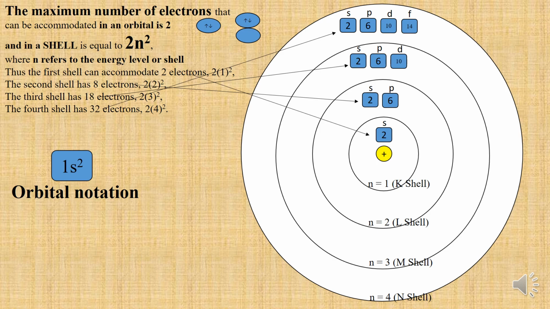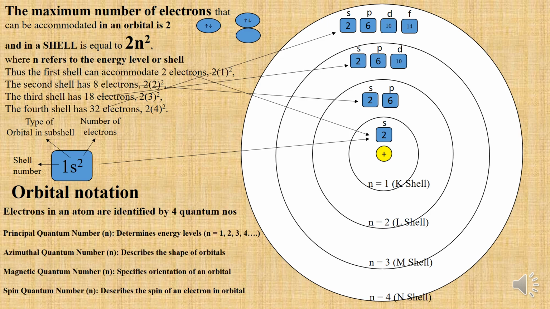Now about the orbital notation, the preceding number refers to the shell number. The letter mentions the type of orbital in the subshell, and the superscripted number represents the number of electrons present in that particular orbital. There you go. So here 1s² refers to the 2 electrons present in the s orbital of the first energy level or the first shell.